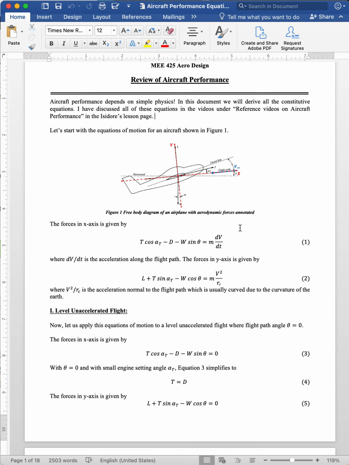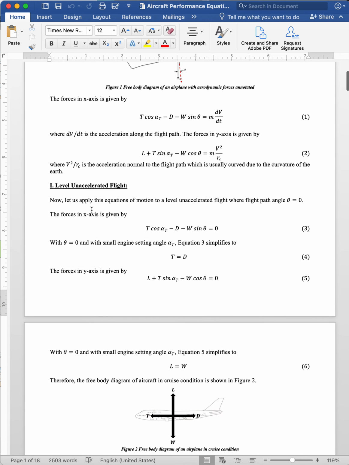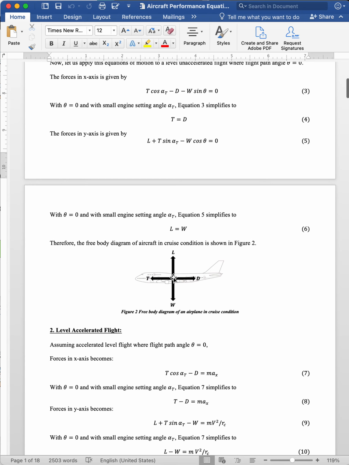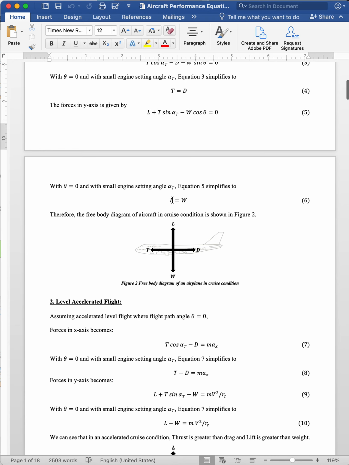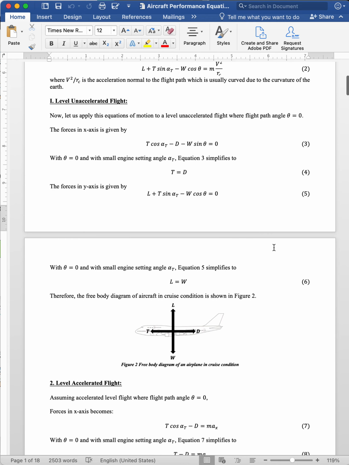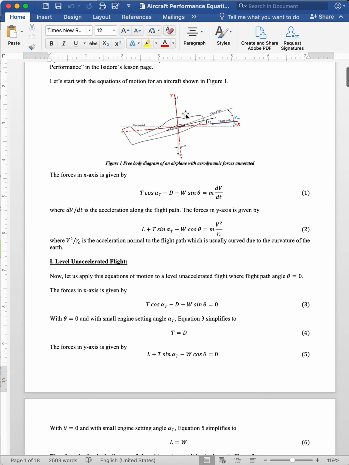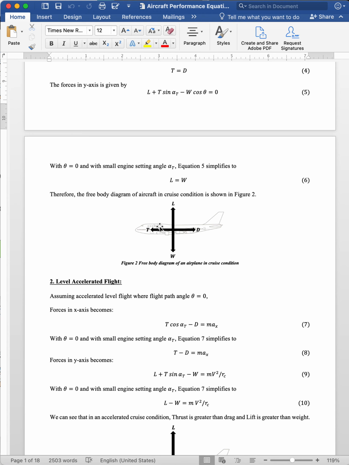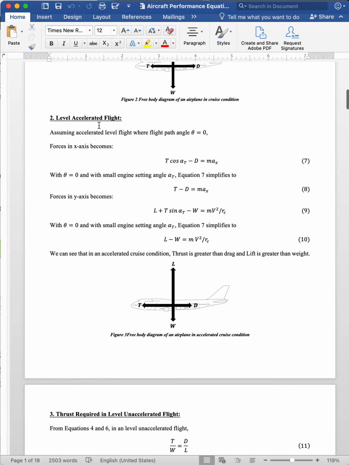So this is like the master equation, and then we assume what is called unaccelerated flight, where there's no acceleration, which is dV by dt goes to zero. The first equation here boils down to this, and then in the end, you will get thrust equals drag, lift equals weight. That's great, right? That's basically your cruise condition when there's no acceleration happening. It also assumes that the climb angle is zero, alpha is zero, etc. But that's basically the scenario here. If it's accelerating, then this is the condition that you get, right?